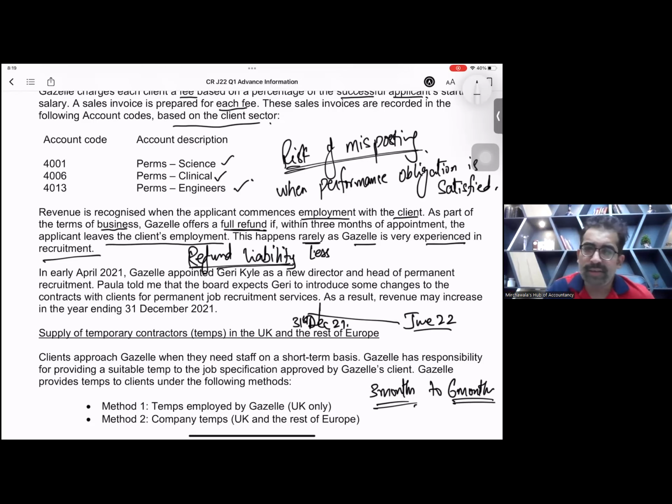One more thing I would like to discuss: see, these codes are similar: 4000, 4000, 4000, 4001, 4006, 4013. I just told you there is a risk of misposting. If you mispost anything, there is a possibility that the whole revenue chain will be booked wrong. Why? Because for science, our revenue booking policy is different. For clinical, our revenue policy is different. And for engineers, the revenue booking policy is different. So if you change the class, the whole thing for revenue will be disturbed.